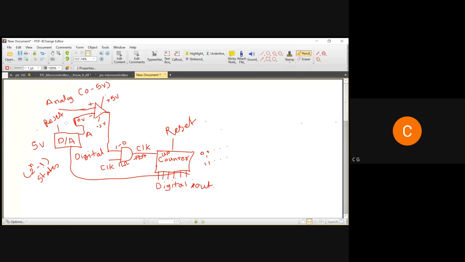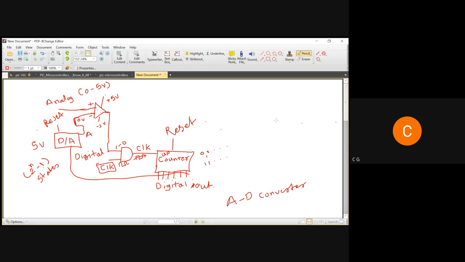I am not able to draw it properly, but I hope you can see the op amp, D to A converter, AND gate, clock pulse, and counter. You will have to remember all these ingredients. It requires a D to A converter, op amp, AND gate, clock pulse, and counter. 1, 2, 3, 4, 5. These five devices make the A to D converter work.